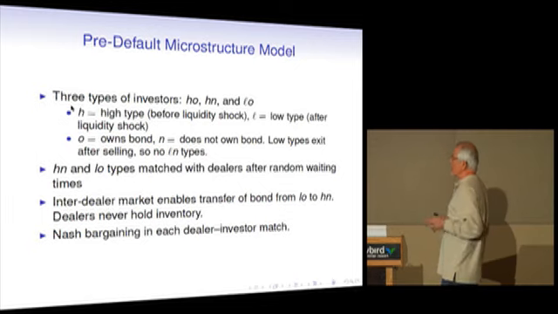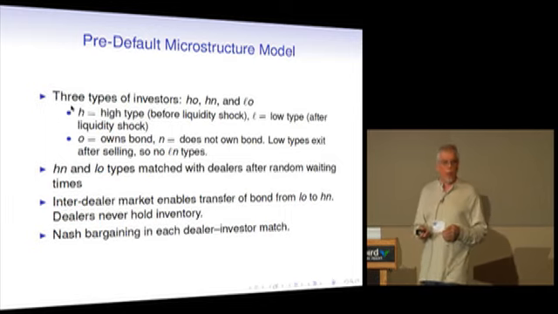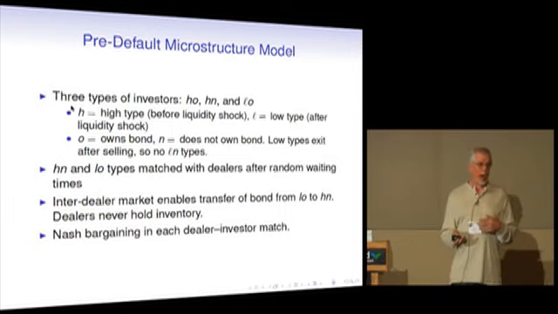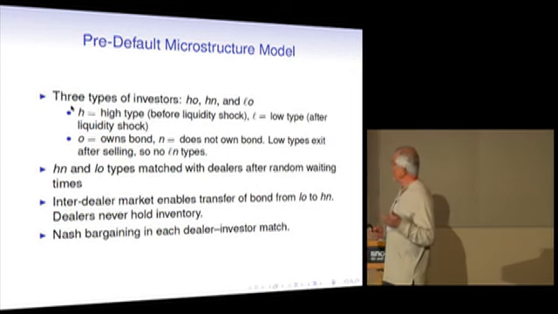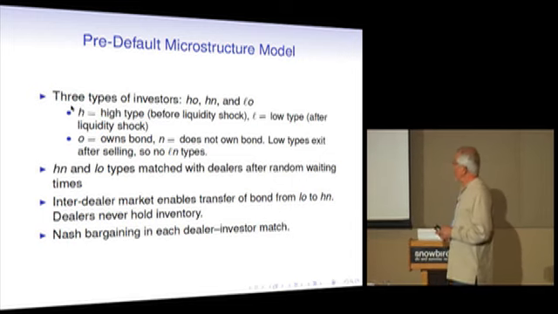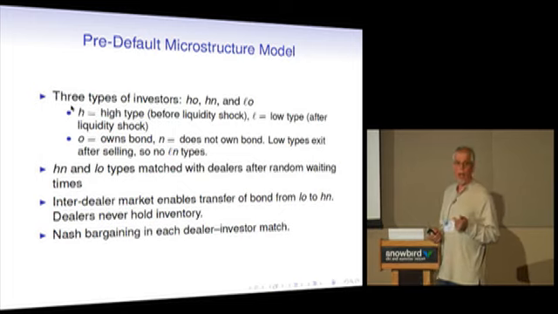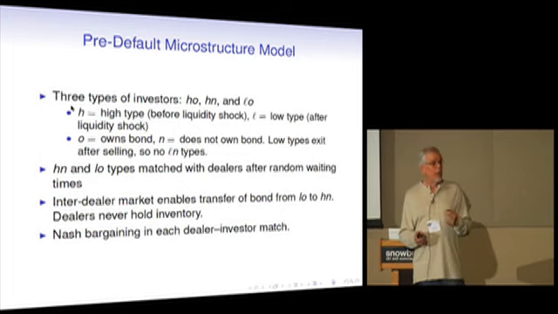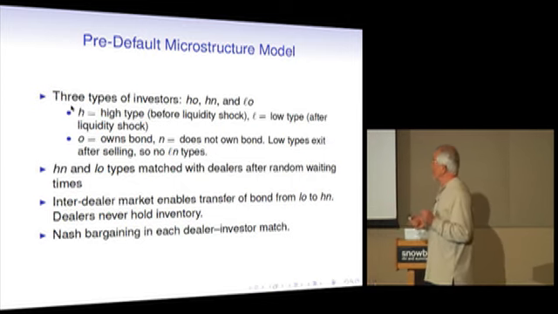This notation actually is from Duffie, Garleanu, and Pedersen. There are three types of investors. They're high and low. Low is after you have the liquidity shock. You have a lower value for the bond. You have a holding cost for holding the bond. In this model, the low types exit after selling. So we only have three types that are active in the market. The ones who want to trade, the high types who don't own the bond, and the low types who do own it, have to wait to trade because they're matched. They have to wait a random time before being matched with dealers.